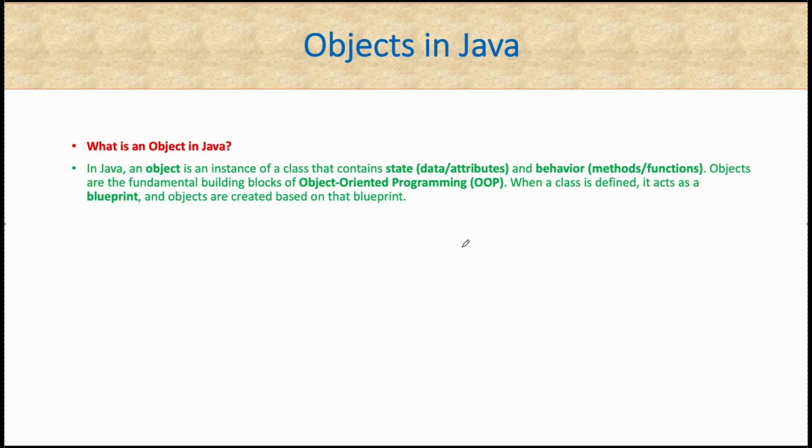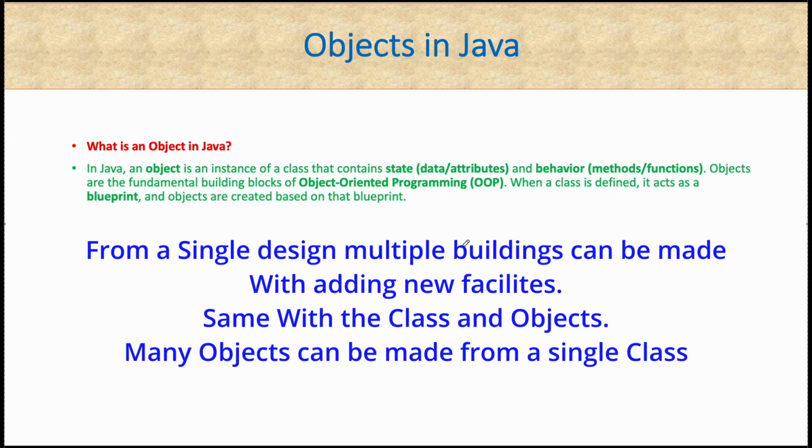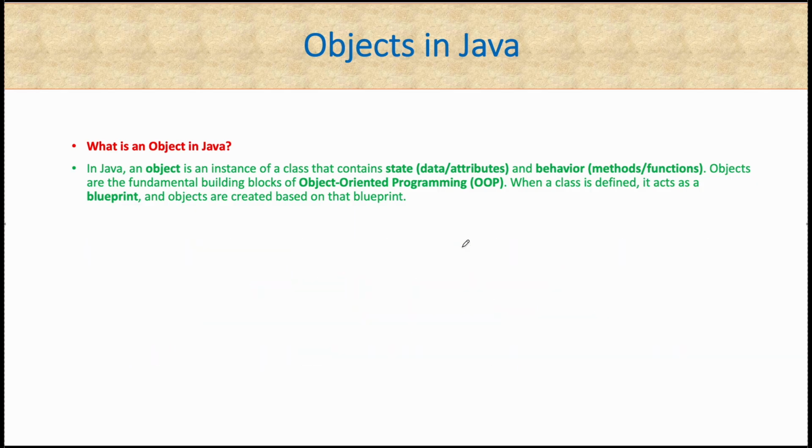The architect made a design. Multiple buildings can be built from that only single design. The buildings that will be built where people can live are the objects, and the one design which is going to define the functionalities of the building is called the classes.